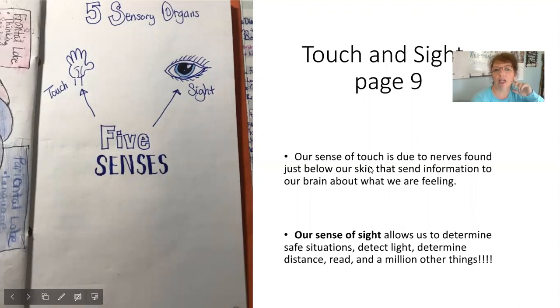Let's talk about our sense of touch for a second. Sense of touch is due to nerves that are found just below our skin that send information to our brain about what we are feeling. So we are able to determine what something is based on how it feels.